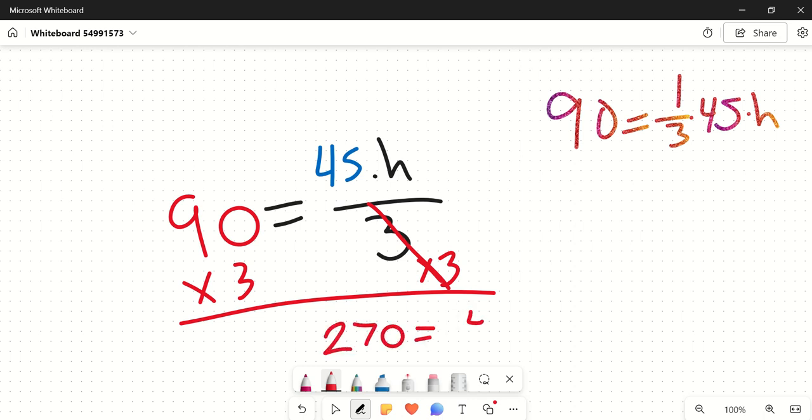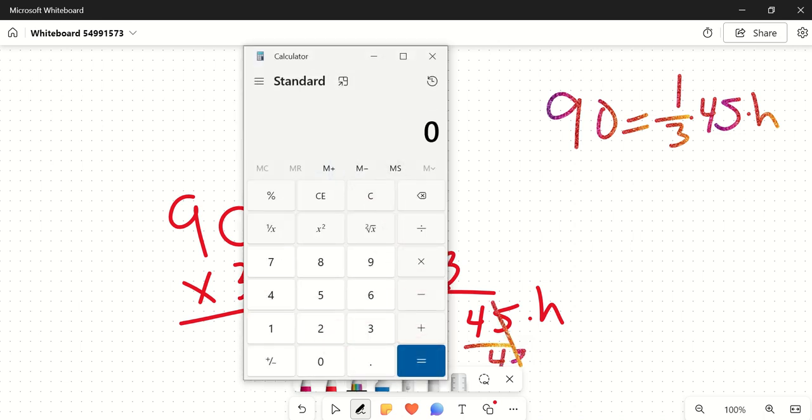270 equals 45 times h. Now I need to divide both sides by what? 270 divided by 45 is still 6. So either way worked.